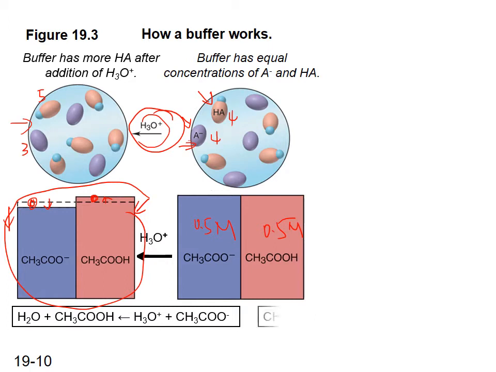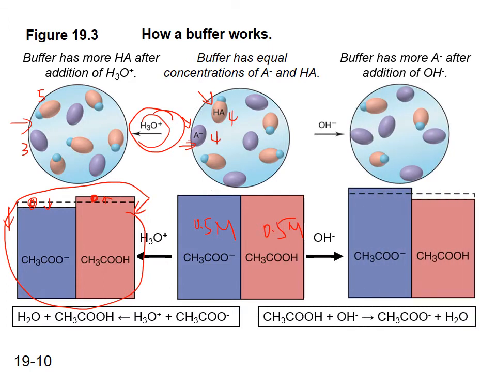Similarly, if we add a hydroxide, the hydroxide will react with acid. So now at this molecular level, if you count, the acid becomes only 3, but the base becomes 5. Now if you look at the bottom one, the acid decreases slightly, the base increases slightly. The ratio doesn't change much, and therefore the hydronium ion doesn't change much, and the pH remains constant.